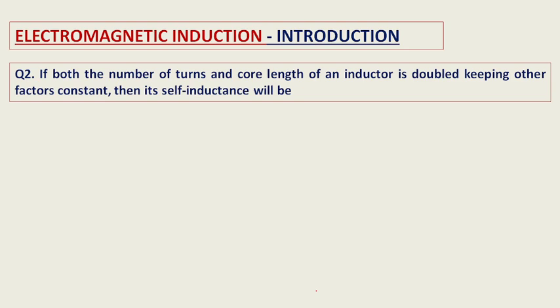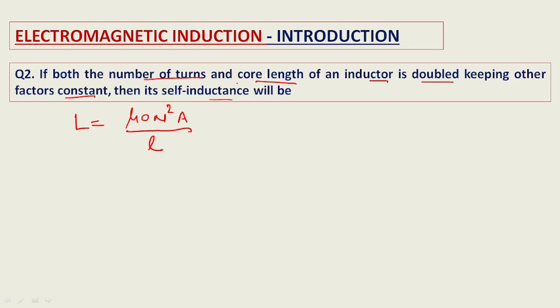Come to question number 2. In question number 2, it is given that if both the number of turns and core length of an inductor are doubled, keeping other factors constant, then its self-inductance will be. It means self-inductance. So what is the formula of self-inductance? L is equal to mu 0 n square A by l, right? Now suppose this is L, and the other one is L1.